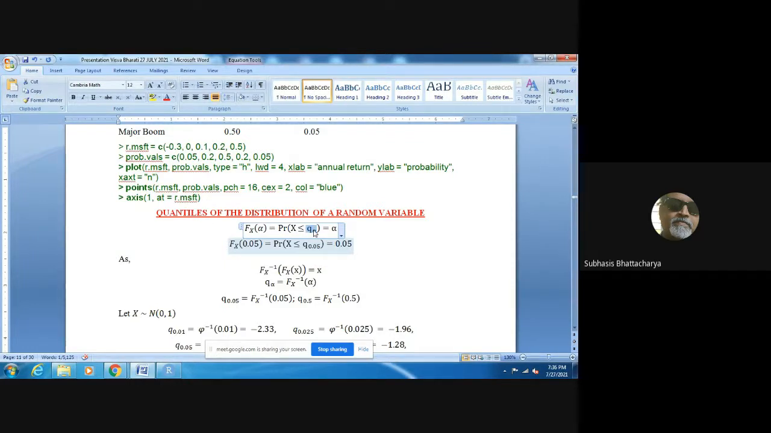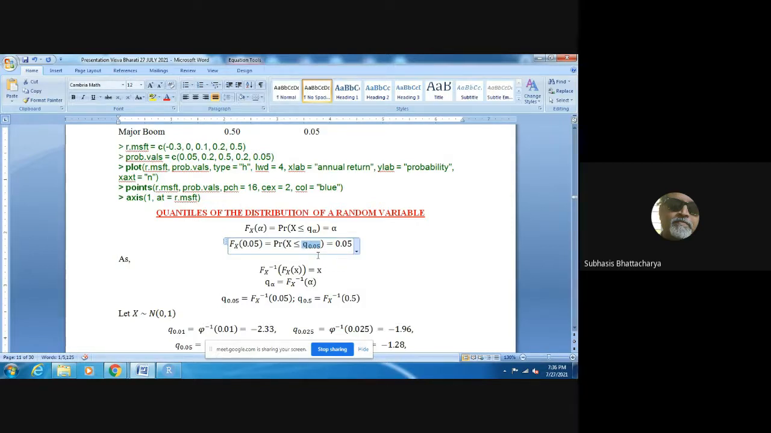The distribution function is constructed this way: Fx of Q alpha is equal to the probability that X is less than or equal to Q alpha, which equals alpha. For example, the 5% quantile is defined as the probability of X less than or equal to Q 0.05. For the median, alpha is 0.5, so the value becomes Q 0.5.